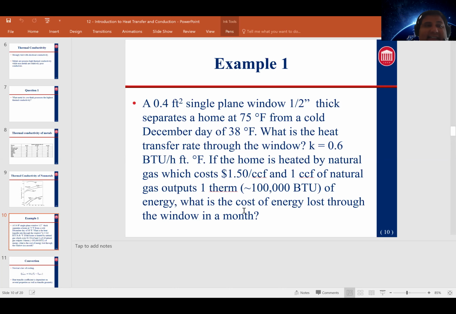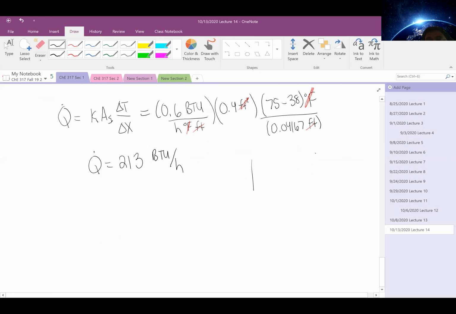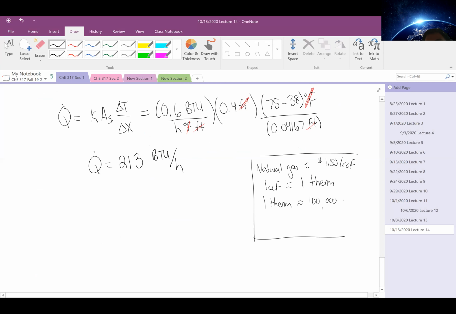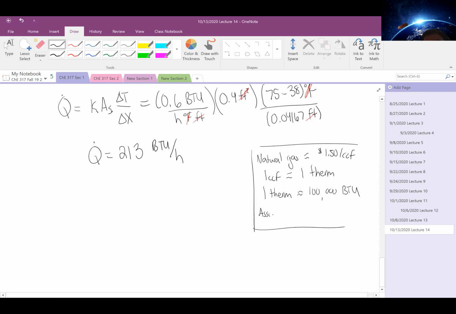So the second half asks us to estimate the energy cost associated with the heat loss through the window during that month of December. So, as it stated, put a little box here. So it said natural gas costs approximately $1.50 per CCF. 1 CCF outputs approximately 1 therm. And 1 therm is approximately defined as 100,000 BTUs of energy. And since it's December, I'm going to assume 31 days in a month.